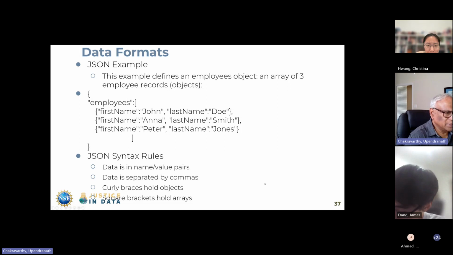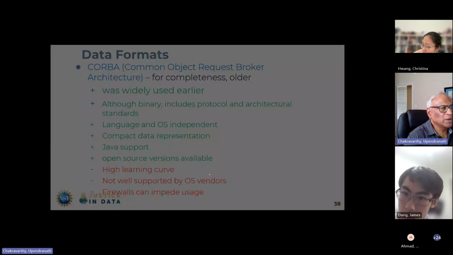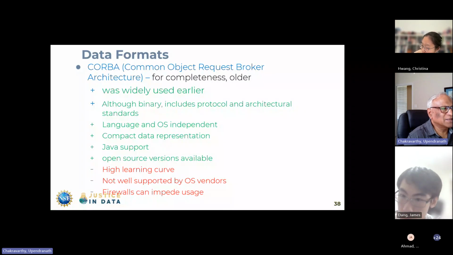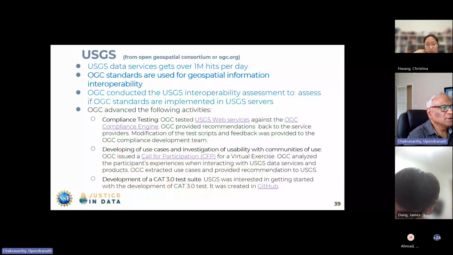They have JSON syntax rules. Data is in name value pairs. Data is separated by commas. Curly braces hold objects. Square brackets hold arrays. So it has quite a powerful vocabulary to express. I'll skip this because this is very old, very rarely used today.